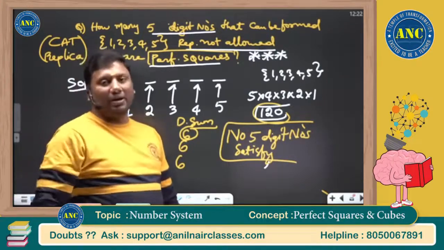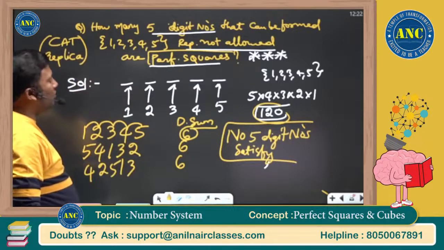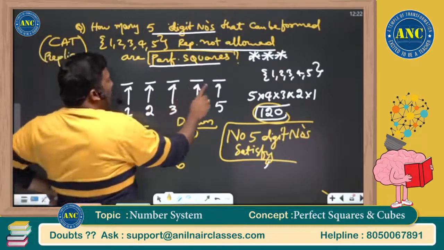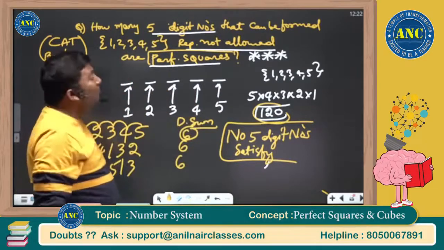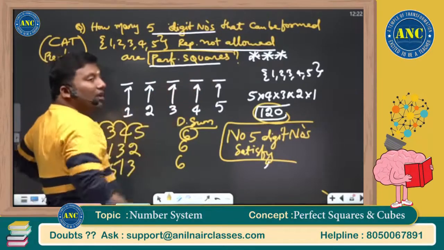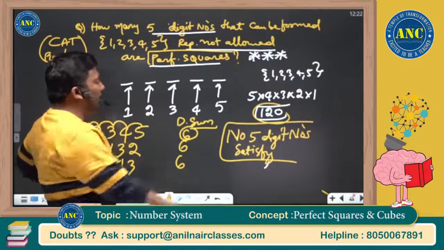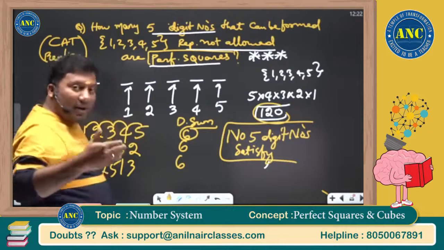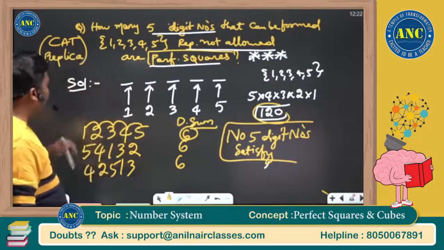The third question is a CAT replica question. This is how I am going to take a CAT class. How many 5-digit numbers can be formed using the digits 1, 2, 3, 4, 5? Stepwise, again I am saying, it is a 5-digit number: units place, tens place, hundreds place, thousands place, 10,000s place. Step number 1: repetition of digits is not allowed. So if I keep 1 here, I cannot keep 1 anywhere else. The units place can be taken by any one of the 5 digits, then remaining 4 digits, remaining 3, remaining 2, remaining 1. One event is happening after another event. Total 120 numbers are formed.